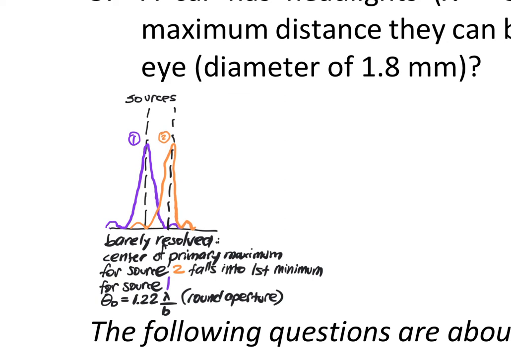So just to be clear, the b in that equation means slit width, or the size of the opening that the light is passing through. So what's b in this case? b in the case of a person's eye is the size of their eye opening, the size of their pupil. b for a camera would be the size of the aperture, the opening for the camera.